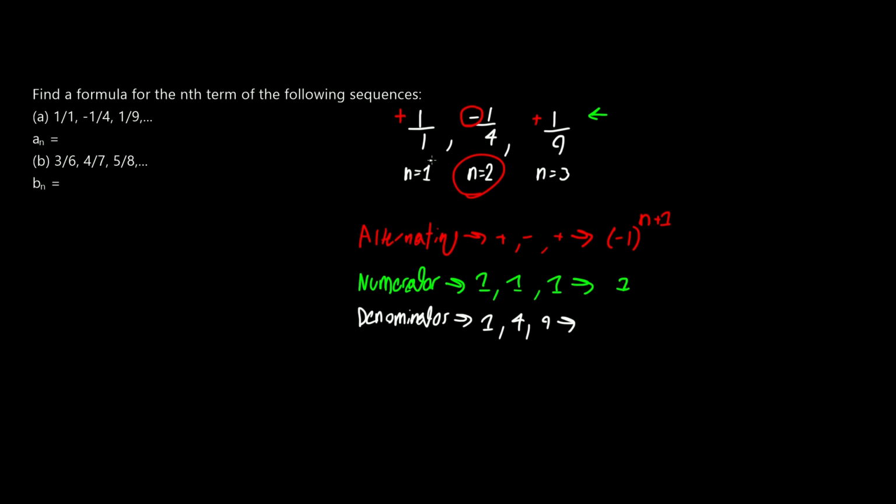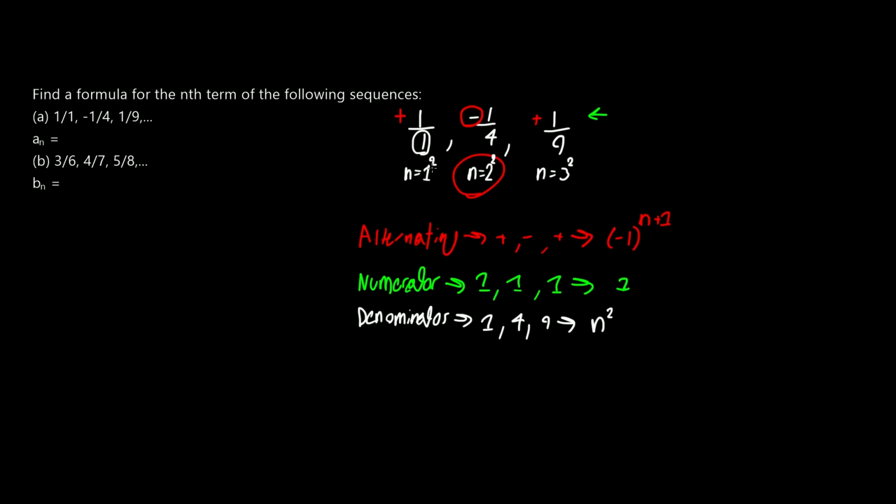If we square 1, 1 times 1 is 1. How about if we square 2? 2 times 2 is 4. And how about if we square 3? Well, 3 times 3 is also 9. So now you see that we're actually squaring whatever n is. So for our denominator, we can write down n to the power of 2. Every single time, we're going to have whatever n is. If it's 100, it's going to be 100 squared, and that's what the denominator will be for the 100th term.